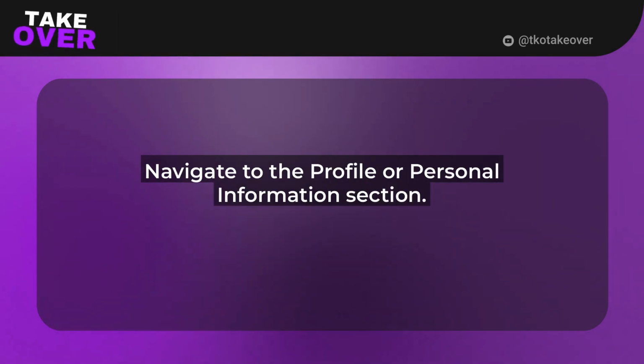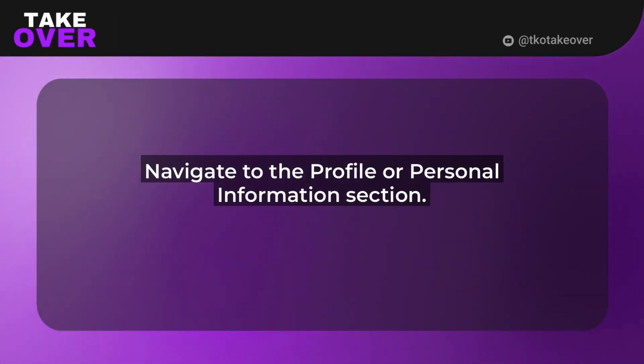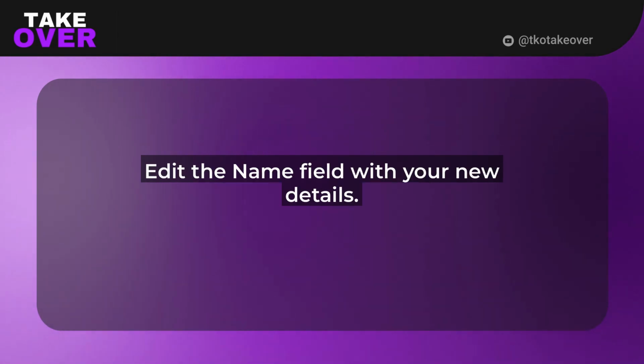Scroll down until you see the Name field. It might be labeled as Full Name or Display Name. Click on the Name field to edit it. Type in your new name carefully, double-checking for spelling or capitalization errors. Once you're happy with it, look for the Save or Update button at the bottom of the page and click it.